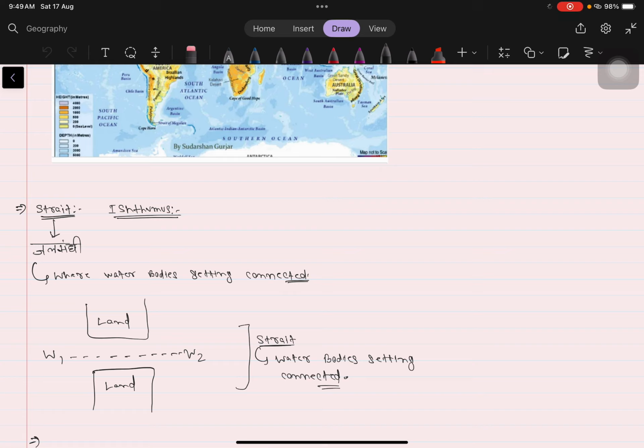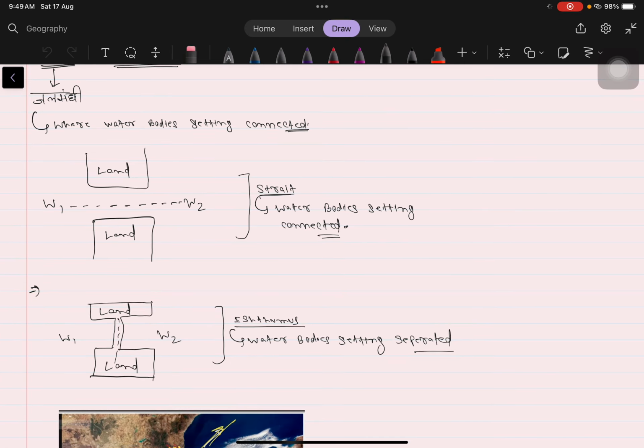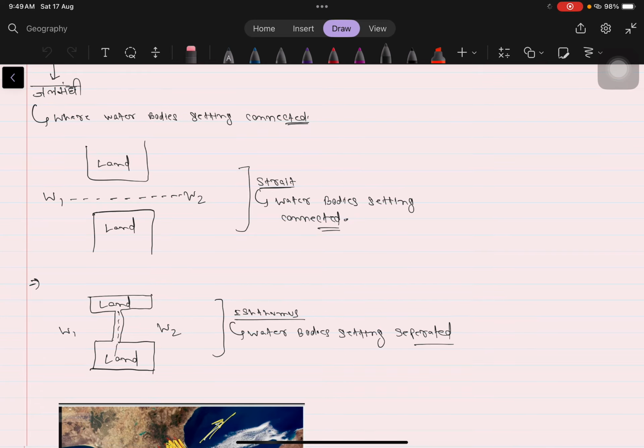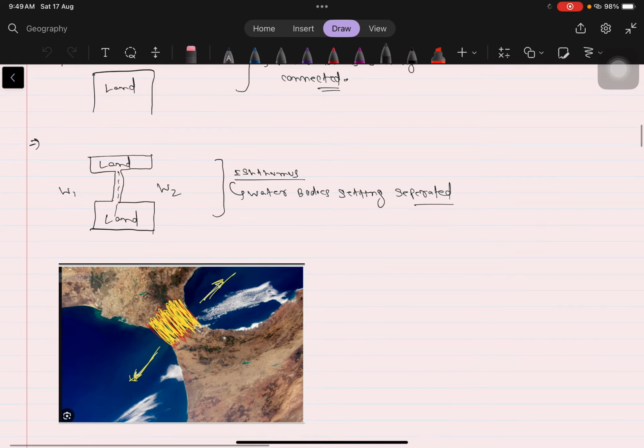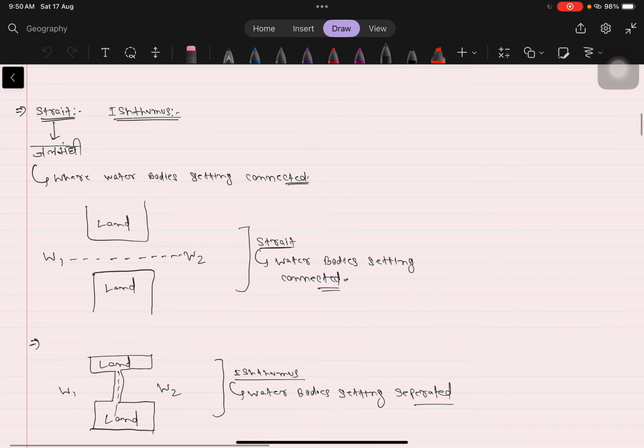Now an isthmus is where water bodies get separated. It is land, and this land is connected, so it separates water body 1 and water body 2. So isthmus means water bodies getting separated, and strait means water bodies getting connected.